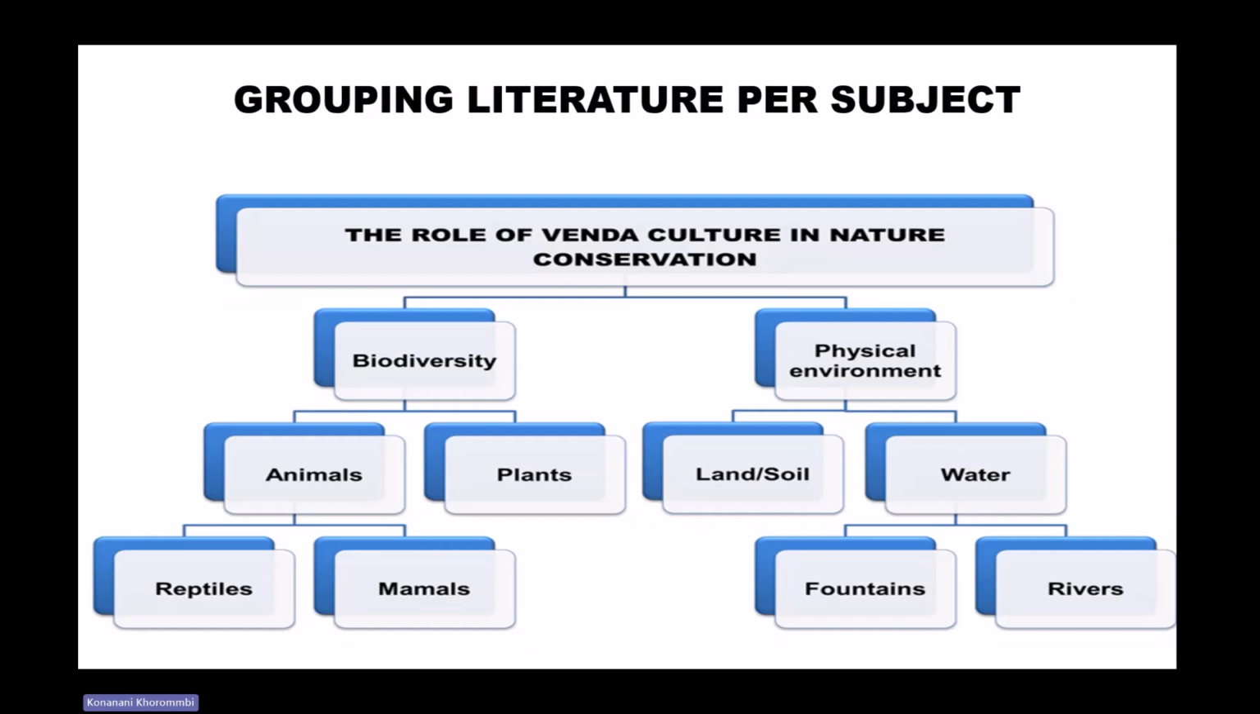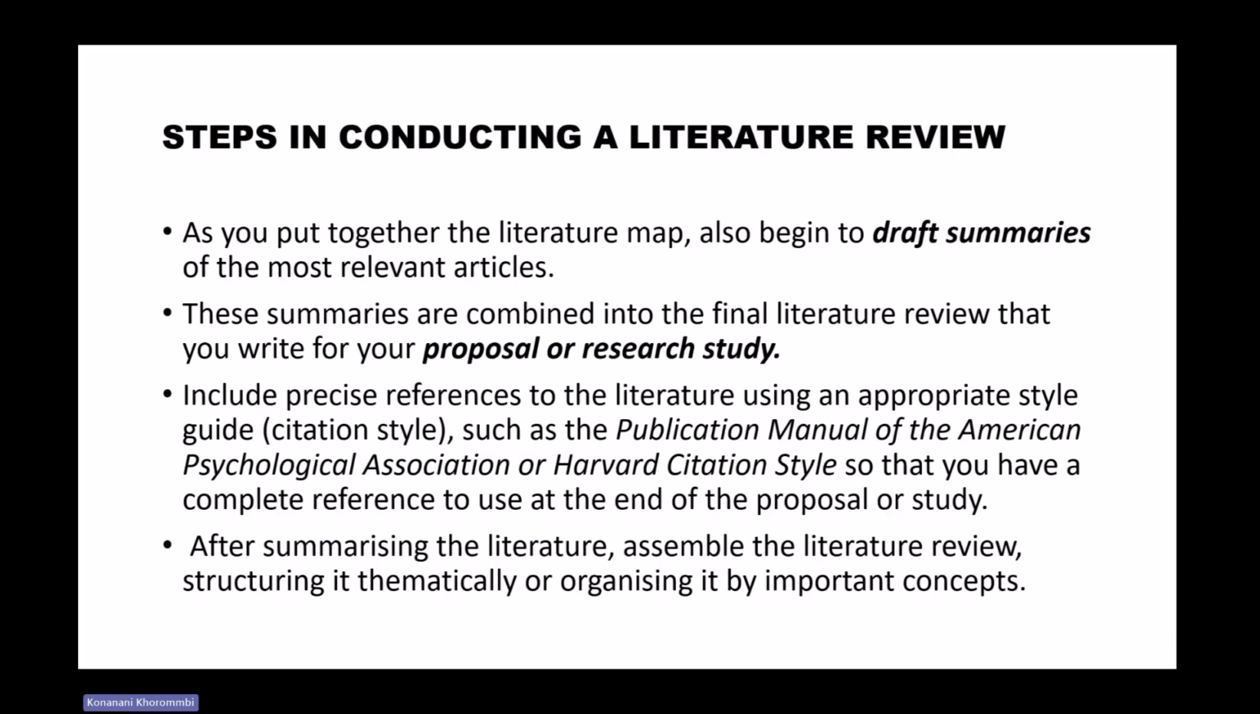So let this be an aid on how you can unpack and deal with your literature. Do you see that this is a very zoomed and specialized type of literature map? I will still go into details with you when I get an opportunity. But let's continue. As you put together the literature map, also begin to draft summaries of the most relevant articles. These summaries are combined into the final literature review that you write for a proposal or research study.